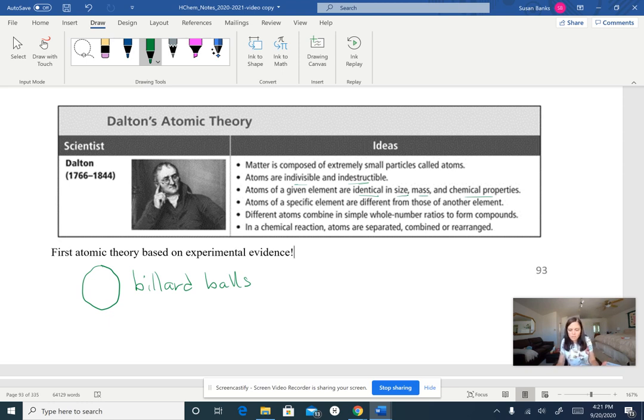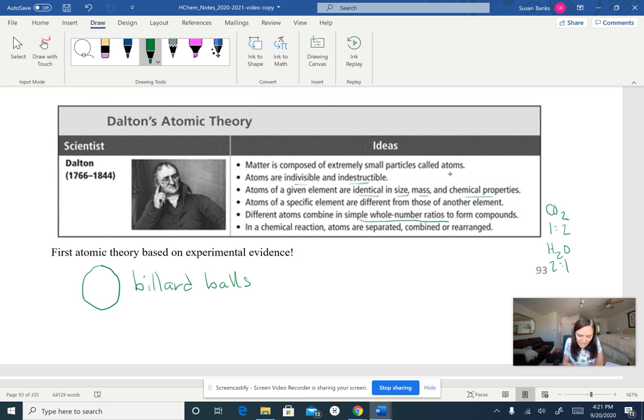So what's another way to say the same thing? Different atoms combine in simple whole number ratios to form compounds. So for example, if I have carbon dioxide, I have 1 carbon and I have 2 oxygens. Or if I have water, I have 2 hydrogens and I have 1 oxygen. I have simple whole number ratios when I'm making a compound.